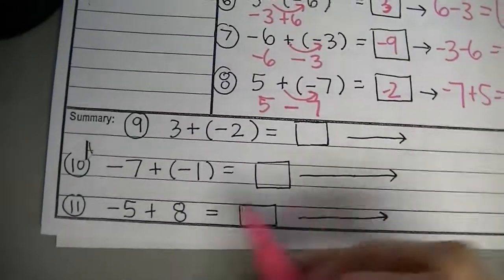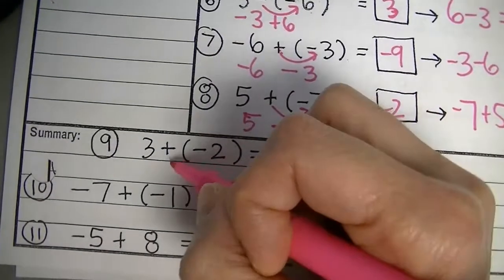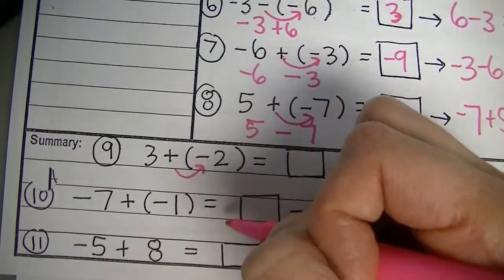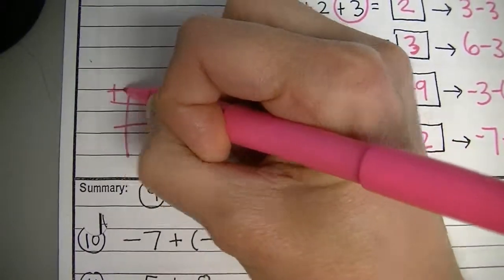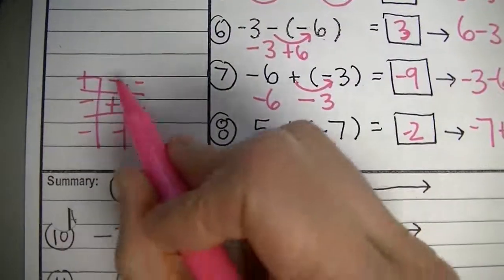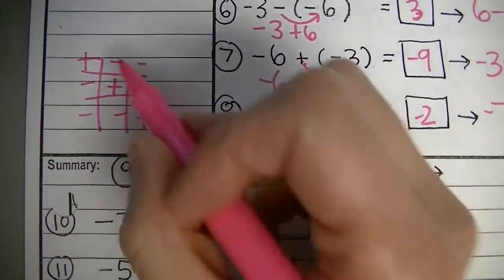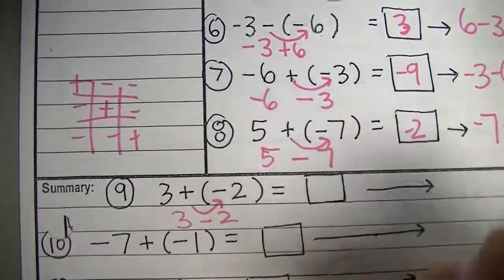Okay, for your summary, I want you to answer these. Okay, 9, 10, 11. Right here, please remember what this turns into, a positive times a negative, okay? If you need it, this can help you. Remember, this only works for multiplication and division. And this right here, it's multiplying, so a positive times a negative gives me a negative, so this really turns into a minus 2. So it's really 3 minus 2.